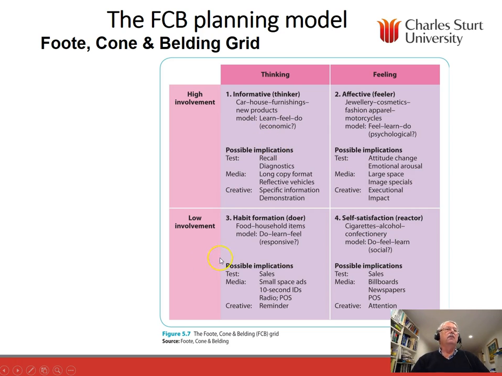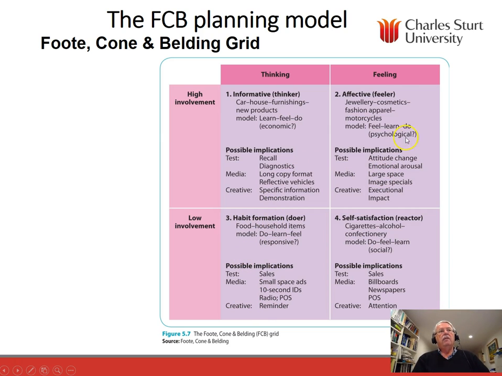When there's a low involvement kind of product where there's habit formation, we're talking about household items, every time you go to a supermarket, etc. Basically I buy, then I learn about it, and then I feel, which is the responsive side. So the test here is, how much did I sell? Perhaps small space ads, radios, point of sale, reminders.